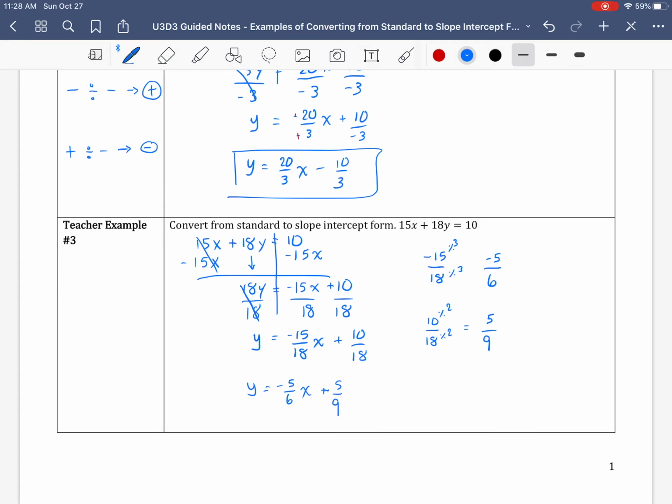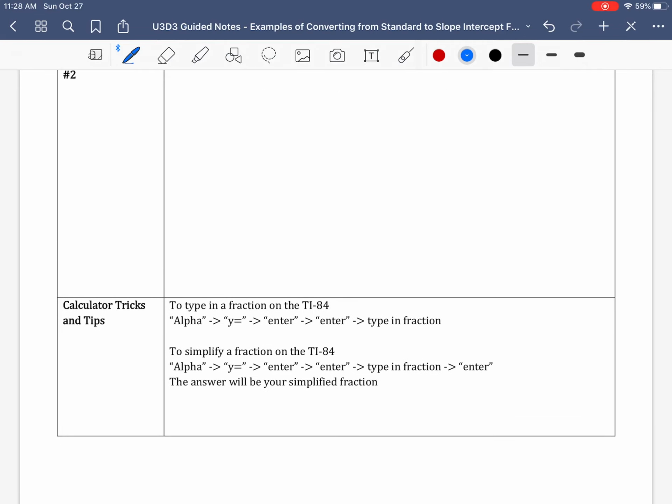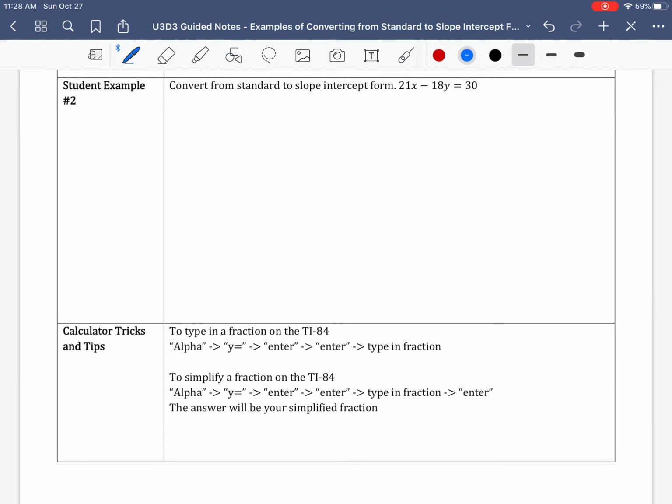If you know how to do the simplifying fractions method on the calculator, that is also just fine. So there's your answer, y equals negative 5/6 x plus 5/9. Now there's 2 student examples for you to try on your own. And just in case, there's a little section on calculator tricks and tips.